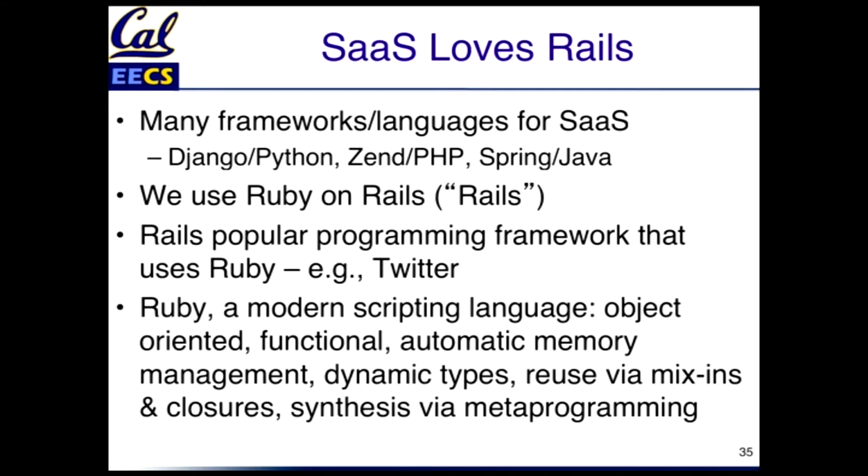The reason it's so popular is that it's got a really great programming language. In fact, the inventor of Rails picked Ruby, which is not a very popular language, because of its great features. Ruby is a modern scripting language. It's both functional and object-oriented, has automatic memory management, and dynamic types. It has reuse via mixins, closures, and metaprogramming. You'll learn about that.